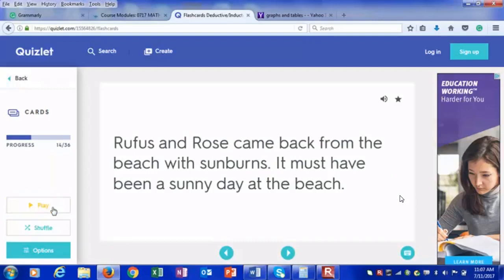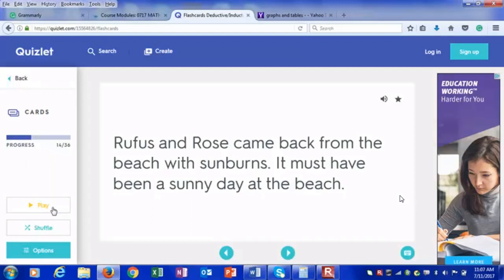Rufus and Rose came back from the beach with sunburns. It must have been a sunny day at the beach. So is this based on a pattern or is this based on logic?